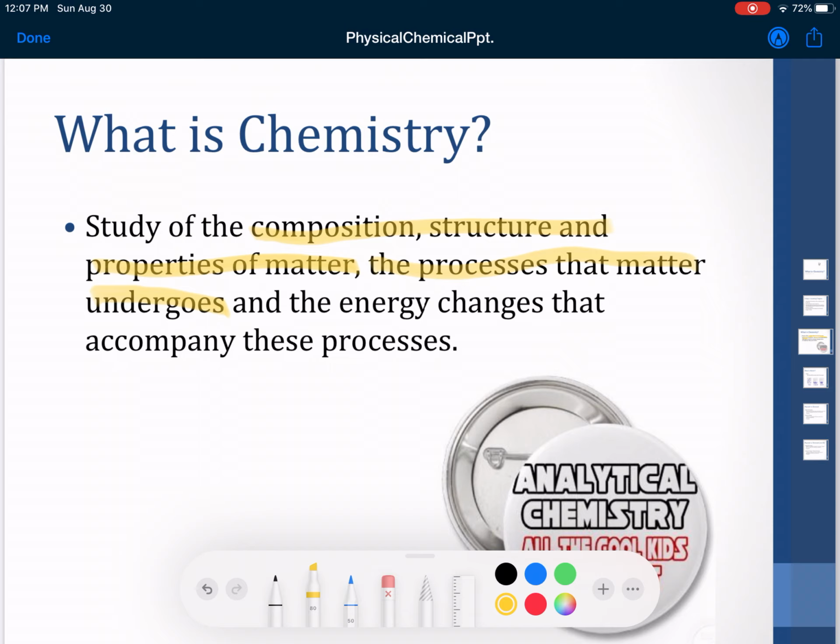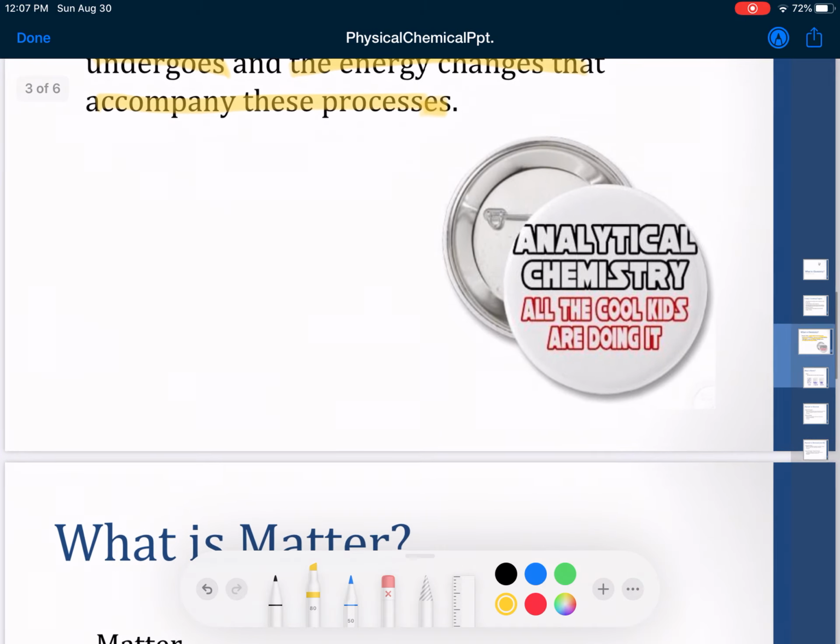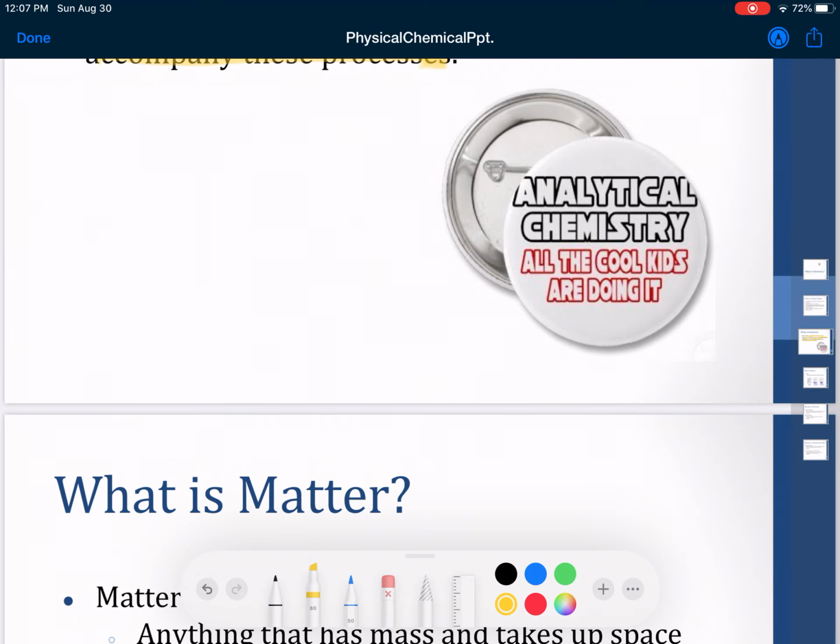And then the last one, energy changes that accompany these processes. Anytime that matter undergoes some sort of change, some sort of chemical change, the law of conservation of energy applies. Maybe that's a term you are familiar with, maybe it's not. But I promise you it's a term that you will be familiar with before the end of the school year. So, analytical chemistry. All the cool kids are doing it.